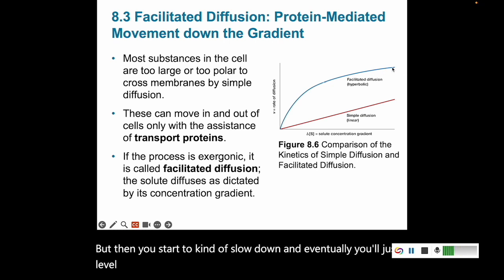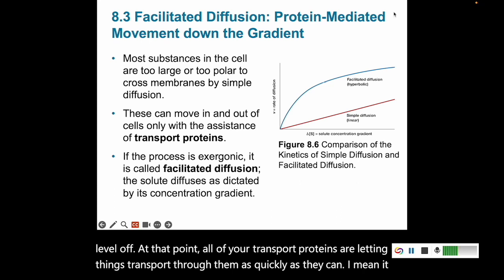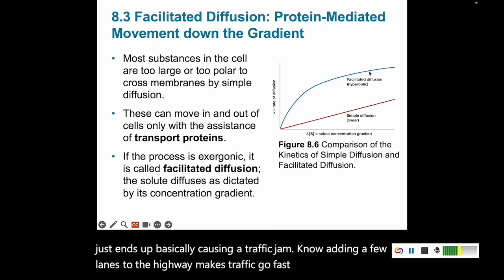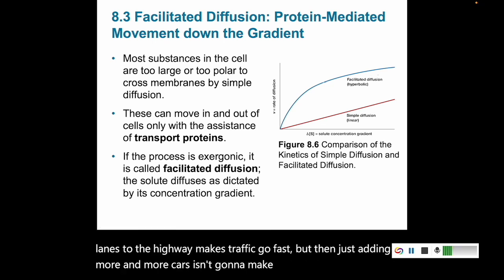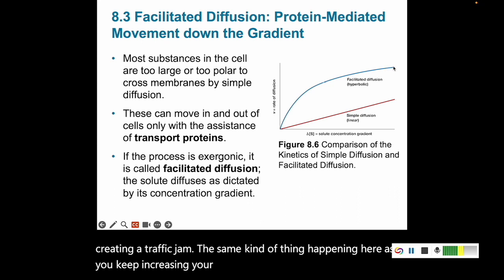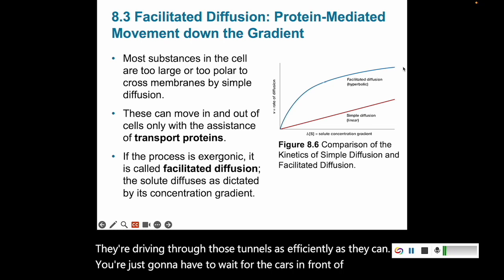At that point, all of your transport proteins are letting things transport through them as quickly as they can. It just ends up basically causing a traffic jam. Adding a few lanes to the highway makes traffic go fast. But then just adding more and more cars isn't going to make it go faster. You're just creating a traffic jam. It's the same kind of thing happening here. As you keep increasing your solute concentration, they're driving through those tunnels as efficiently as they can. You're just going to have to wait for the cars in front of you to move.